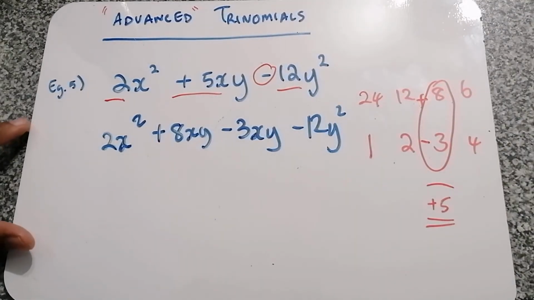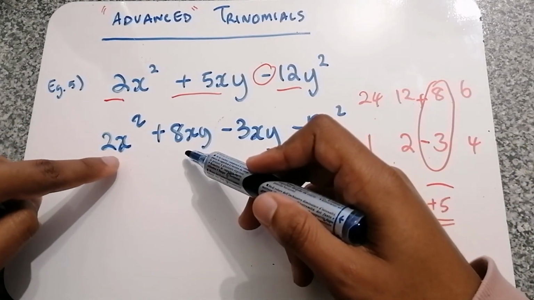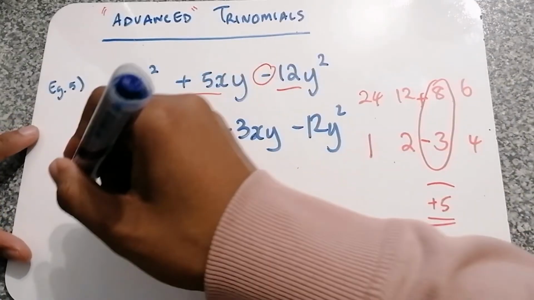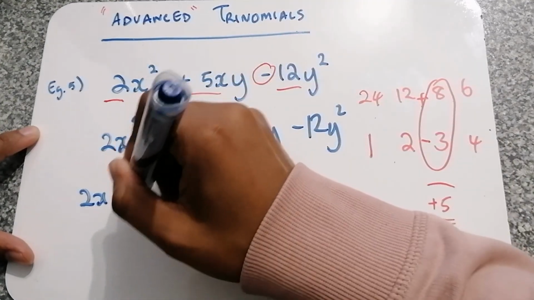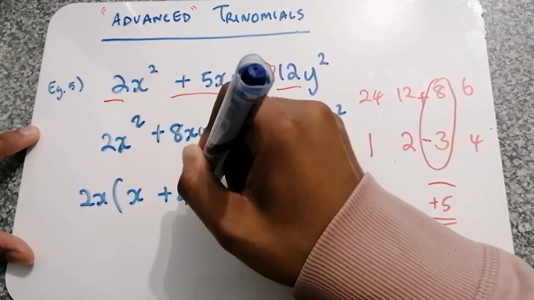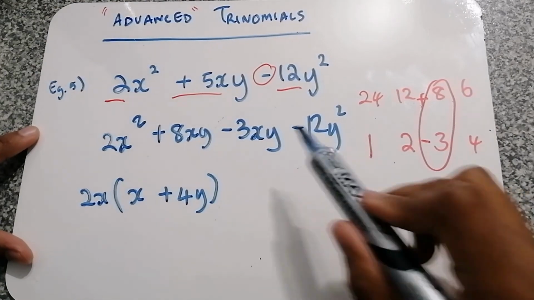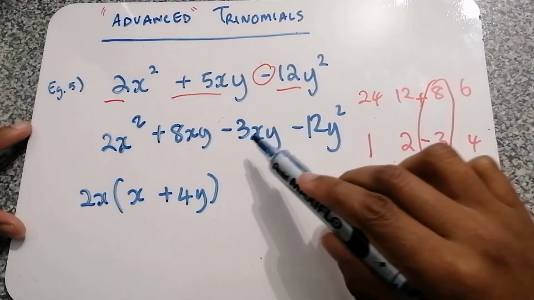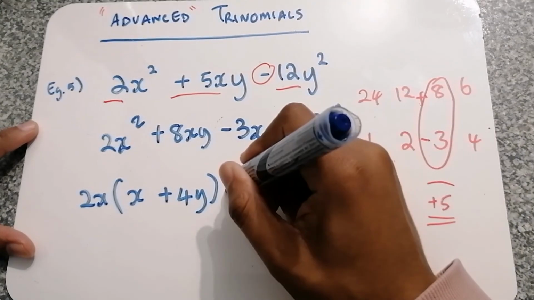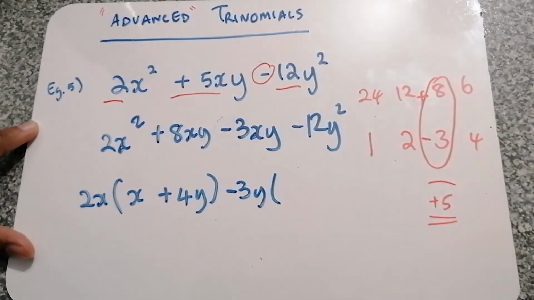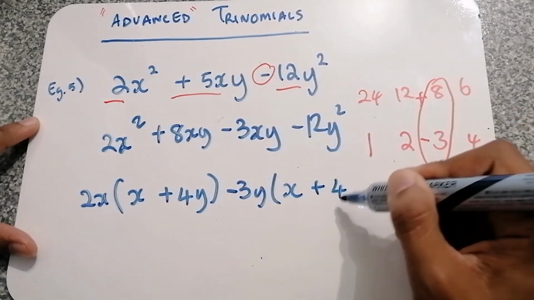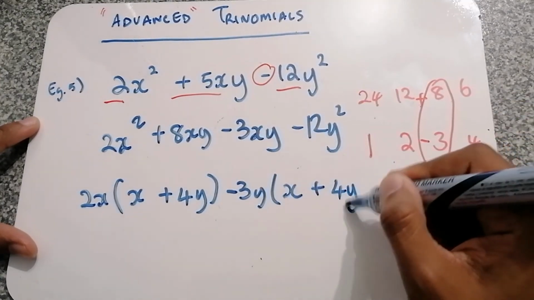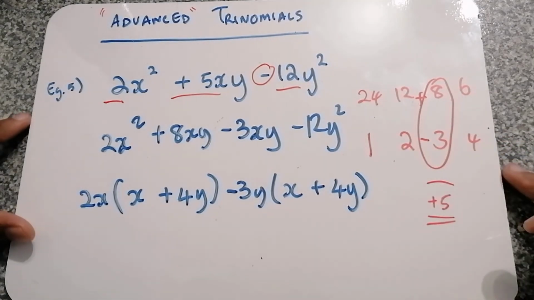Okay, so we're going to take out a common factor. The common factor for the first two terms would be the 2x. So I factorize out the 2x. That leaves me with an x plus a 4y. Now I look at the last two terms and I factor out the negative 3y. That leaves me with x plus 4y. 3 goes into 12 4 times. So 4y.